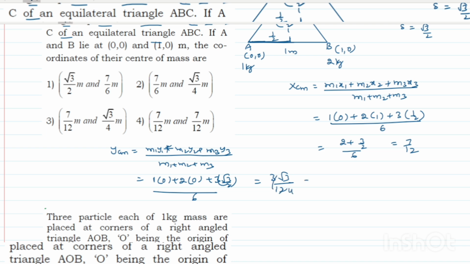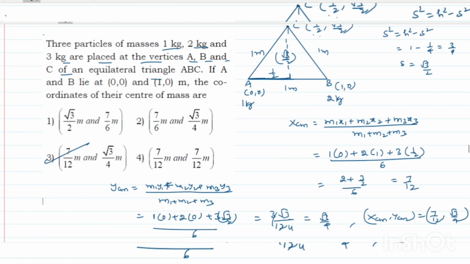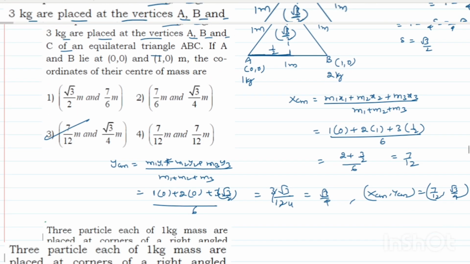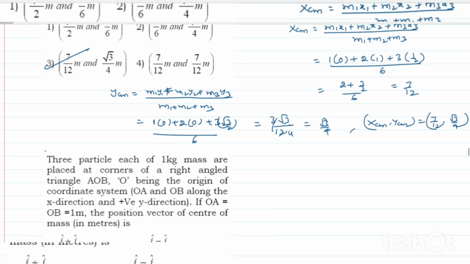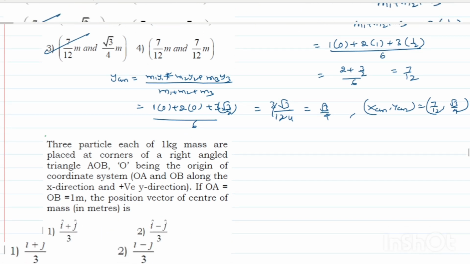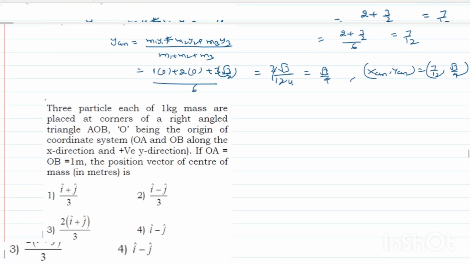So 3 by 4 times, so here we will be getting root 3 by 4. So here the XCM and YCM values will be equivalent to 7 by 12 and root 3 by 4. 7 by 12 and root 3 by 4 is the correct answer. Let us see the next question, students.